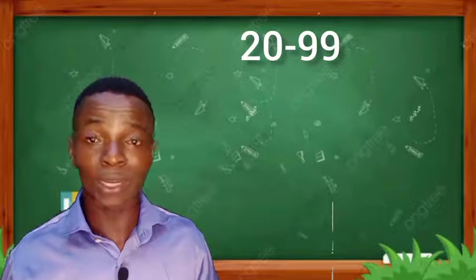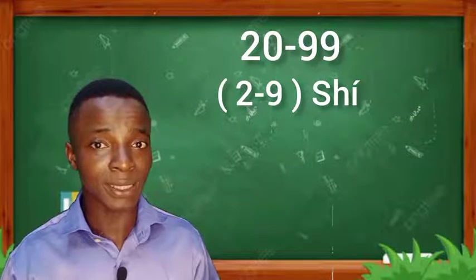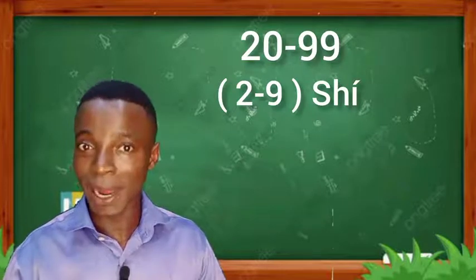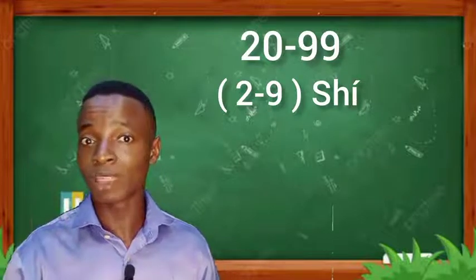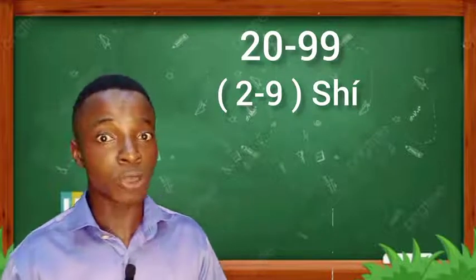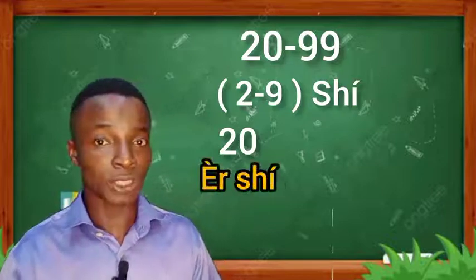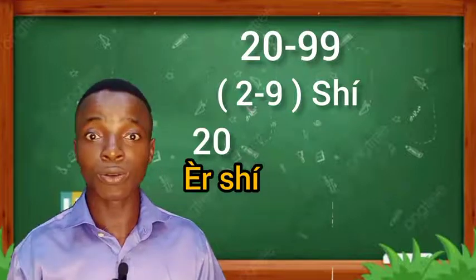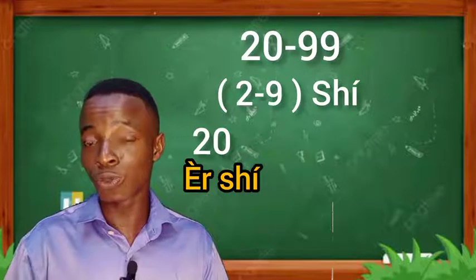So, counting from 20 to 99, the simplest formula you can use, always remember that, is to add numbers from 2 to 9 at the back of 10. Meaning what? If we are to talk about 20, adding that number at the back of 10, we have 20.